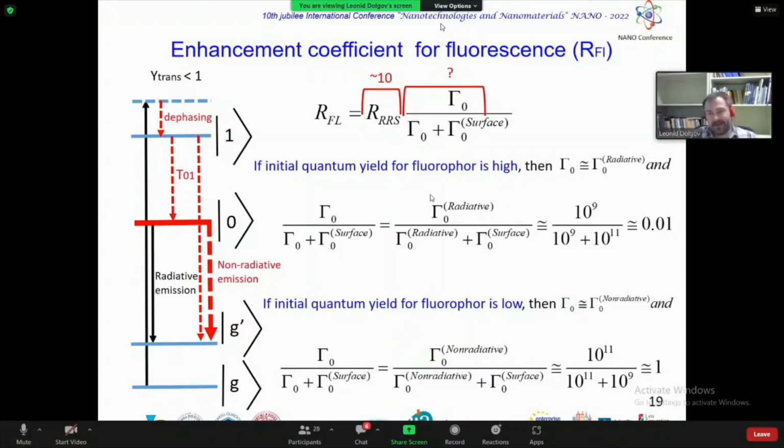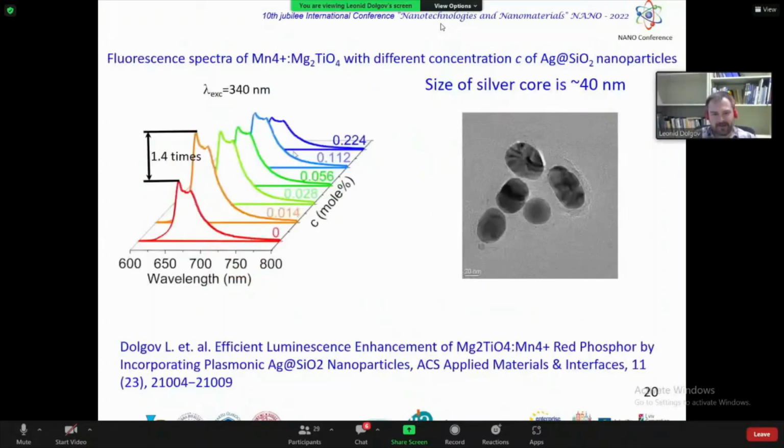And speaking about this phthalocyanine, which we analyzed, it has a quantum yield near 60–65%. So it means that it's not 95. We have some room for enhancement, but it's still not low enough to be enhanced hugely. Therefore, we obtained only about 1.5 times enhancement.